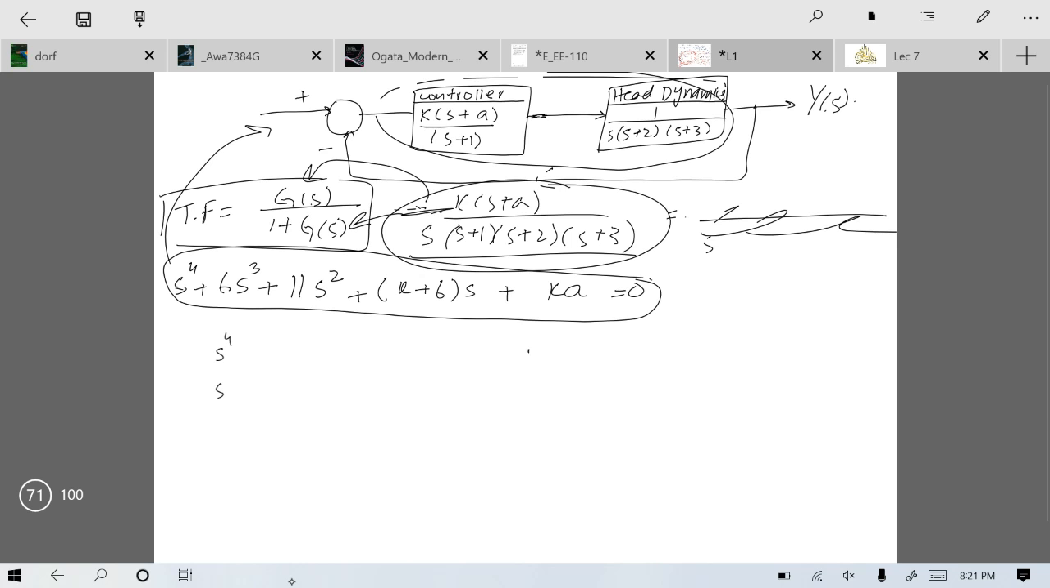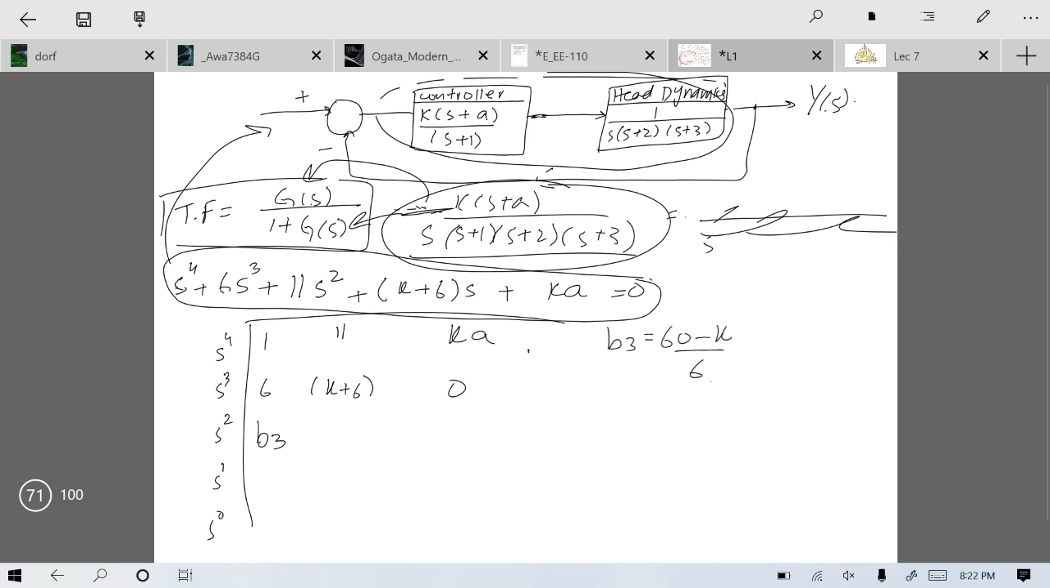The Routh array has rows s^4, s^3, s^2, s^1, s^0. The first row is 1, 11, ka; the second is 6, k + 6, 0. Let's call the expression that appears over here B3, and B3 will be equal to (60 minus k) divided by 6. Something else will appear over here, let's call it C3. Your C3 will be B3 into (k + 6) minus 6ka, divided by B3. You have to find this by yourself, it's not that difficult. And then over here you will get ka.